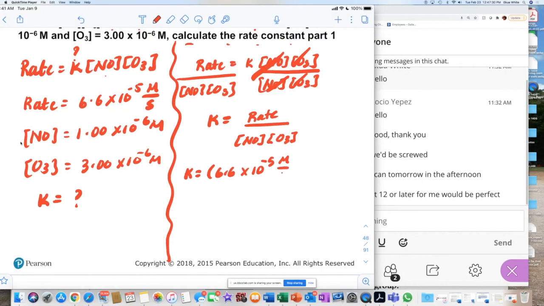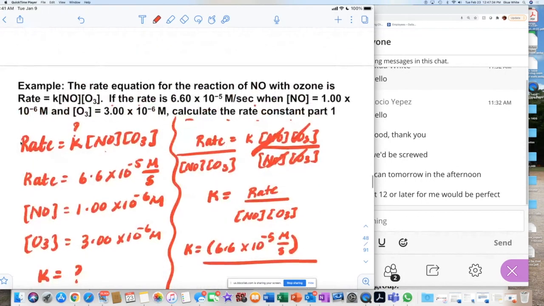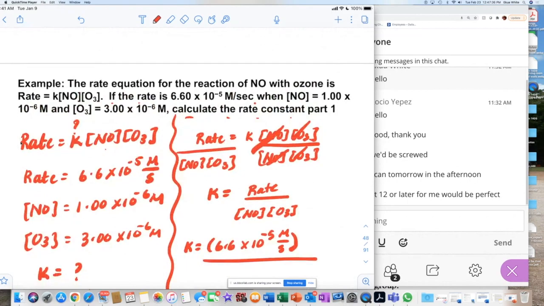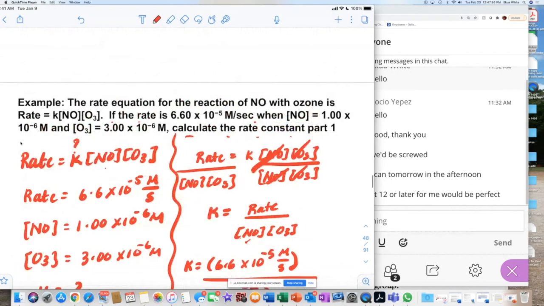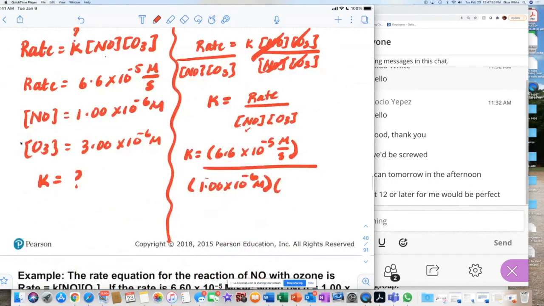I have to keep checking to make sure I transcribe this well. 6.65 times 10 power negative 5 divided by the NO concentration, 1.00 times 10 power negative 6 M. Right, so I just got this bottom number here, 1.00 times 10 power negative 6, okay, and the O3 concentration, 3.00 times 10 power negative 6 M.